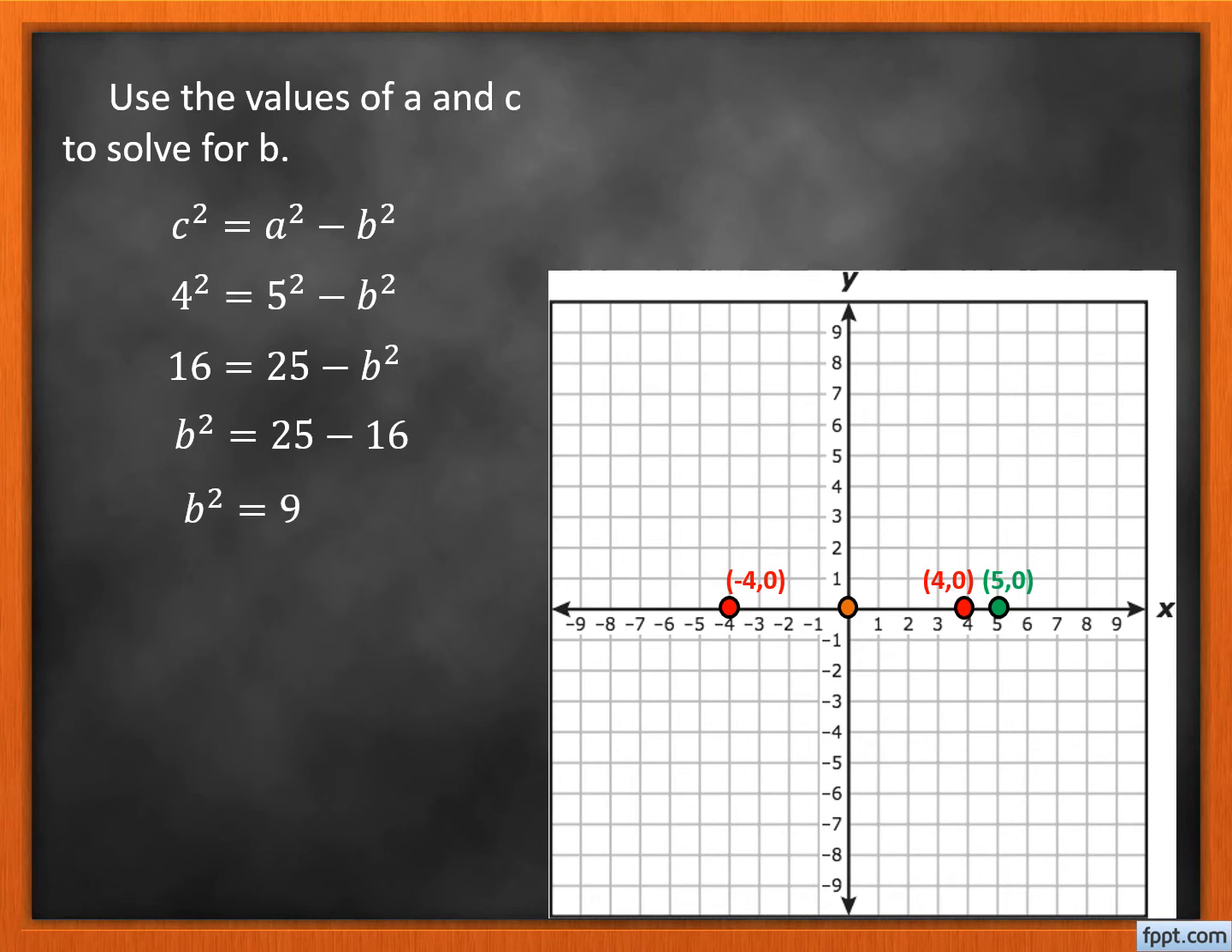And get the square root of both sides of the equation, or square root of b squared equals square root of 9. And square root of b squared is b, and square root of 9 is 3. Therefore, the value of b equals 3. Using the value of b, which is 3, we can now locate our co-vertices in our graph. Simply locate the points 3 units upward from the center and 3 units downward from the center.